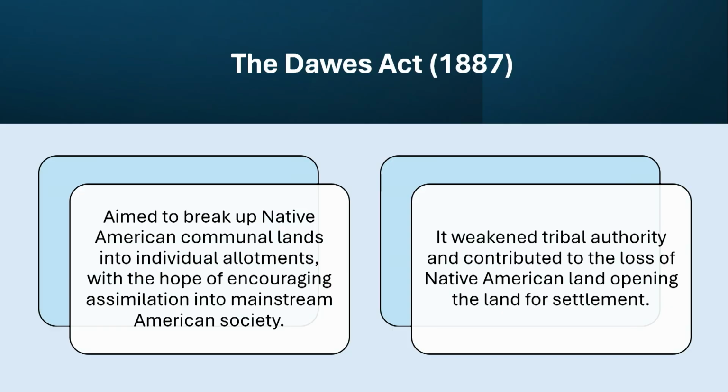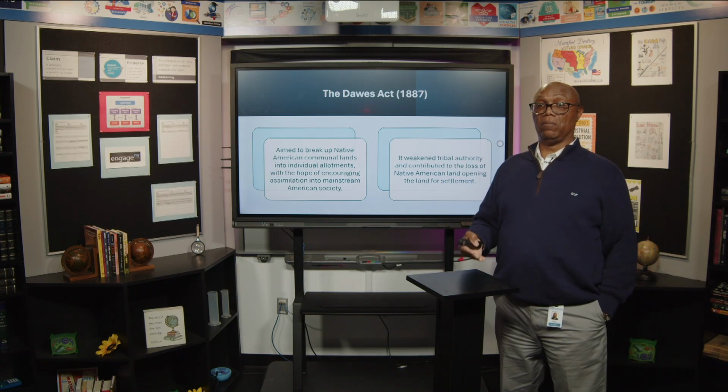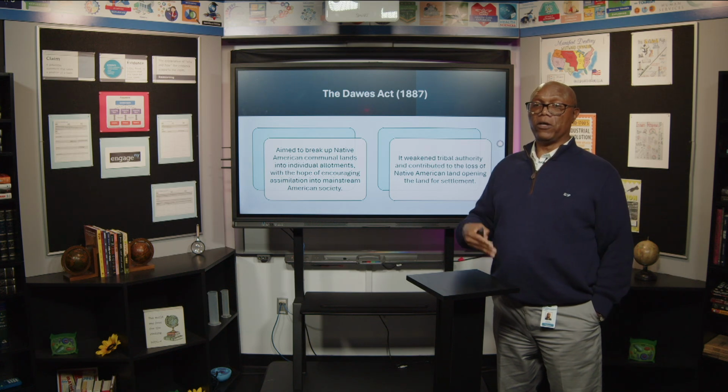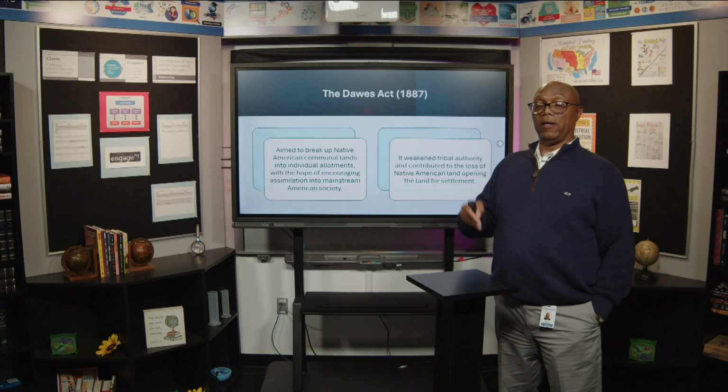The Dawes Act of 1887. Not only did it attempt to assimilate the Native American and make him look like a white Christian farmer, but it also wanted to push him onto his own plots of land so that the rest of the Indian land, of course, could be open to settlement.